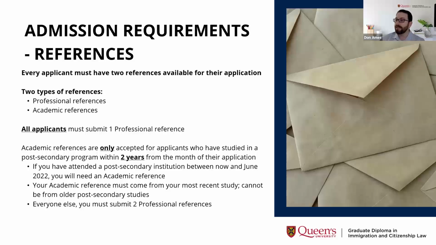If you've completed a master's program back in April 2023, but you completed your bachelor's degree back in 2004, you have to provide an academic reference for your application because you studied in that master's program, but your academic reference must come from the master's program, not from that bachelor's degree program. So keep that in mind. Everybody submits 1 professional reference. The majority of people are going to submit 2 professional references, but there will be some that will be required to provide 1 professional and 1 academic.